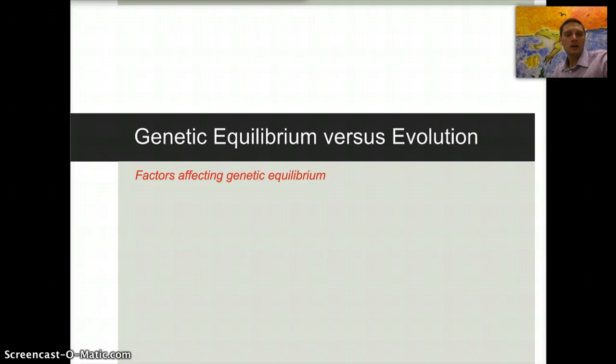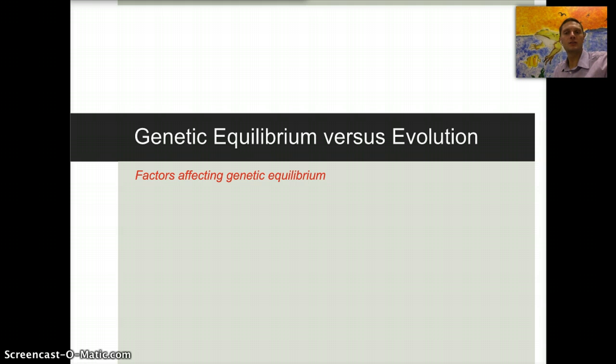In this video, we're going to talk about genetic equilibrium versus evolution. And we've been talking about how populations can change over time due to natural selection. Through natural selection, if there is variation within a population, if there's an abundance of individuals, and if there's competition, these factors can lead to a population changing over time.